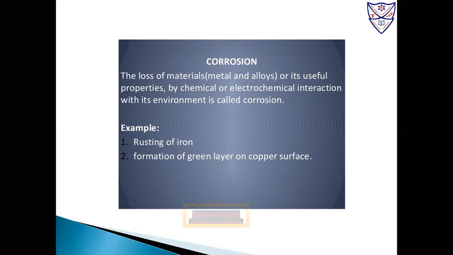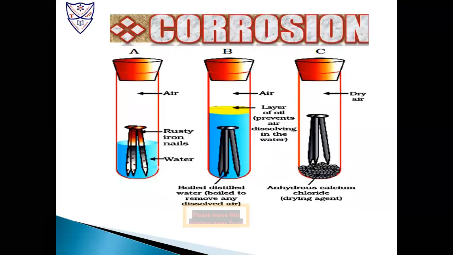Yes. The loss of material, that is metal or alloy, or its useful properties by a chemical or electrochemical interaction with its environment is called corrosion. For example, rusting of iron, formation of a green layer on the copper surface. You might have a copper glass or copper utensils at home. We can see a black layer or a green layer outside the copper. That is actually corrosion, right? It reacts with the oxygen, so it forms copper oxide.